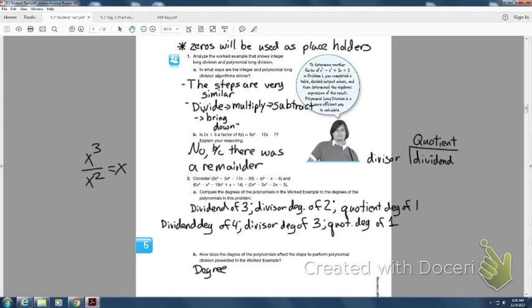And that last question, how does the degree of the polynomials affect the steps? It doesn't affect the steps. Whether you're dividing a cubic by a linear, or a 7th degree by a 3rd degree, or a 17th degree by a 1st degree, the steps are always going to be the same. Alright?